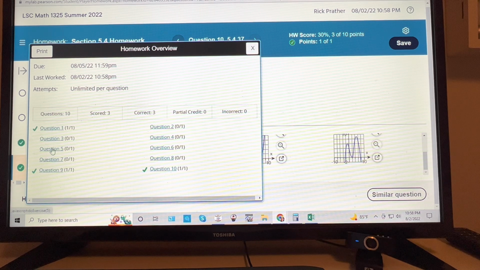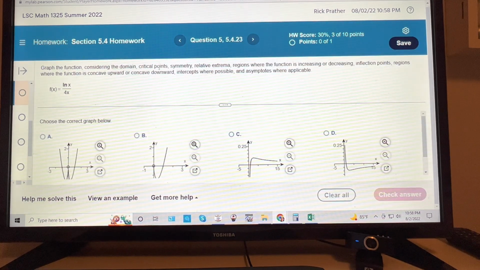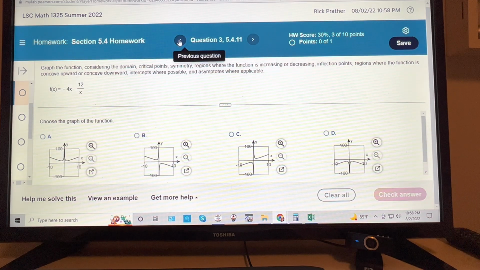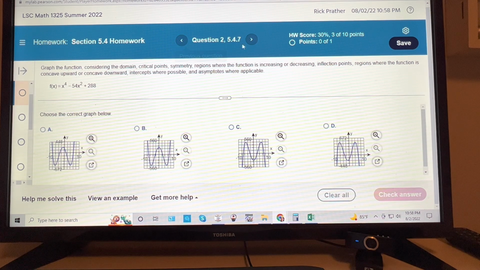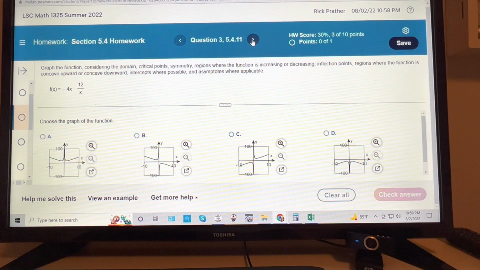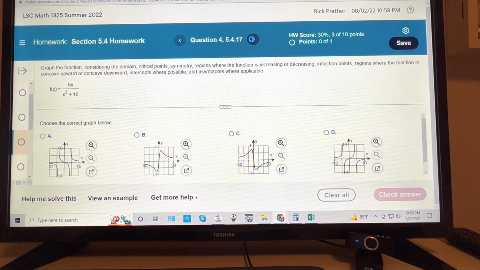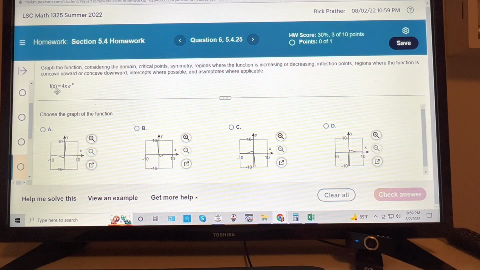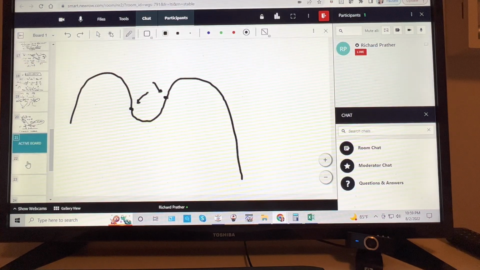Any of these interesting? That one we've seen already. Okay, this might be an interesting one here. Number 6, we'll do one last problem here.